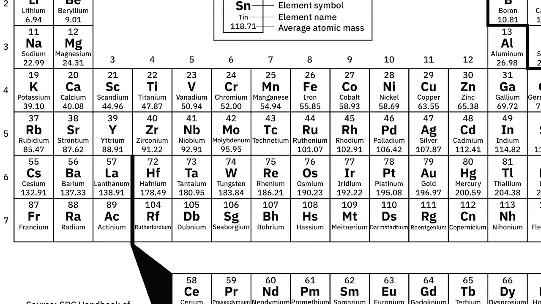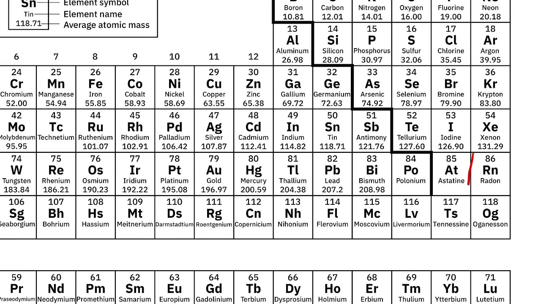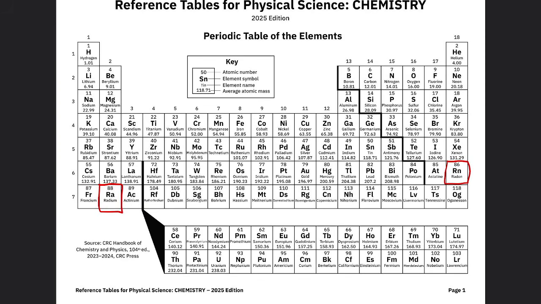Looking at our periodic table, here I see element 88 is radium. And over here on the right, I see that element 86 is radon. So radium has an atomic number of 88. That means that it has 88 protons. And radon has a number of 86. That means that it has 86 protons. So that's going to be helpful information.